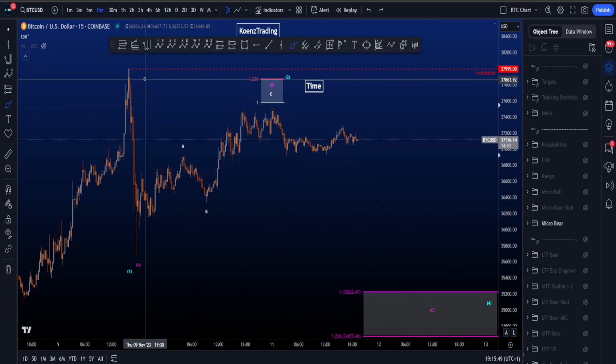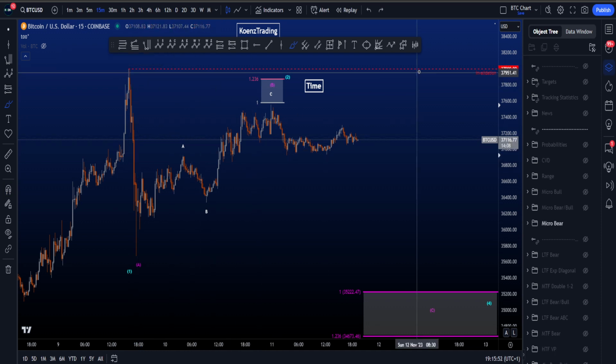Now the invalidation of this scenario is if price moves towards the upside and takes this high at basically 38k.